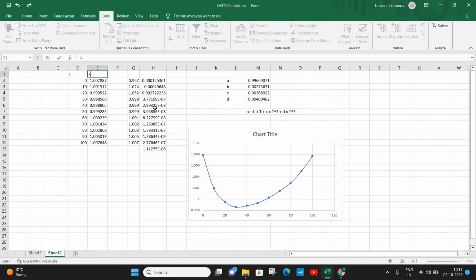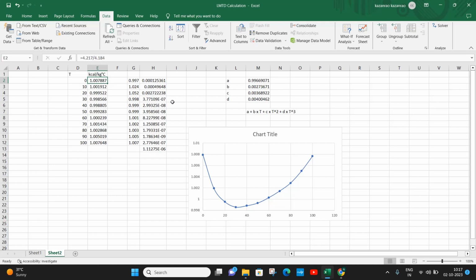The specific heat is in kilocalorie per kg degree C. These are the values from the table.